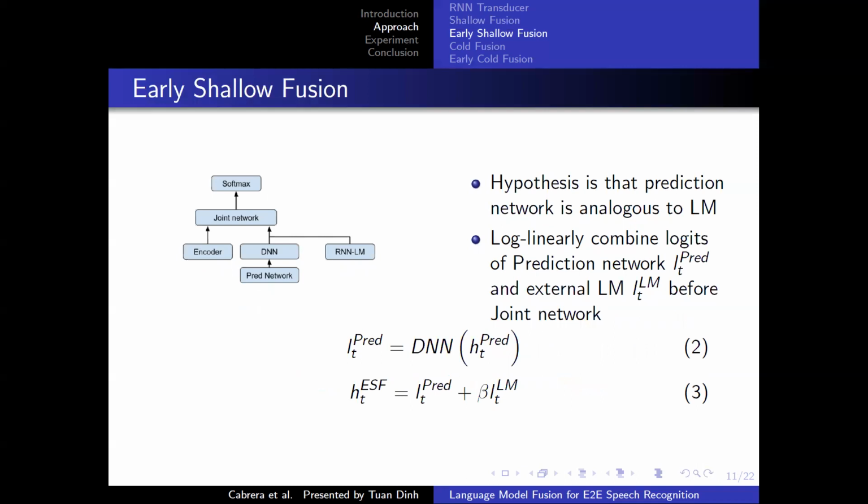In this work, the authors propose early shallow fusion, which is a variant of shallow fusion. The hypothesis is that the prediction network is similar to a language model. Different from shallow fusion, this approach combines the logit of the prediction network and the language model before the joint network.